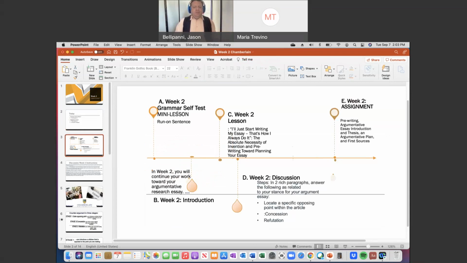There's the self-test for run-on sentences, and I'm always encouraging people to take that because it doesn't harm your grade, because it doesn't count, but it's such a good quick check for the very basic grammar stuff.